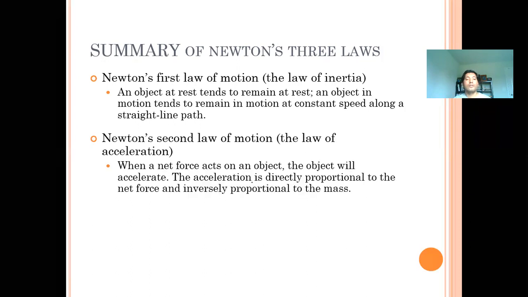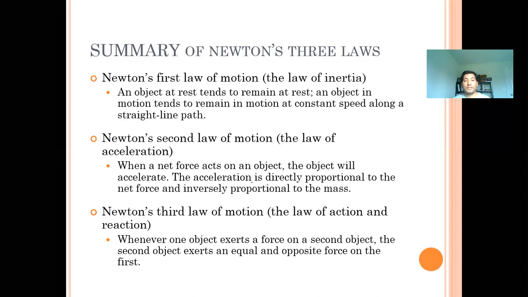Newton's second law, force equal to ma, right? The acceleration is directly proportional to the net force and inversely proportional to the mass. That is F equal to ma. The second law is said to be the law of acceleration. First law, law of inertia. Third law, law of action and reaction. Whenever one object exerts a force on a second object, the second object exerts an equal and opposite force on the first. These are three important laws of motion given by Newton.